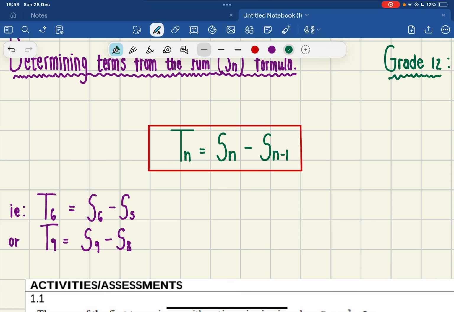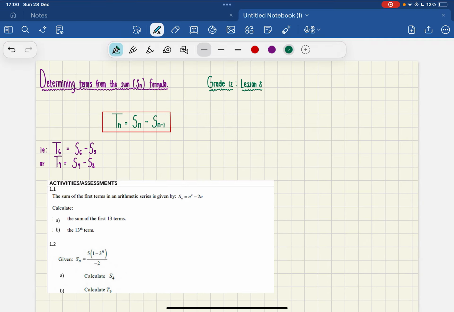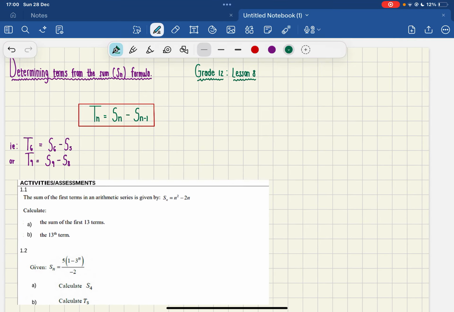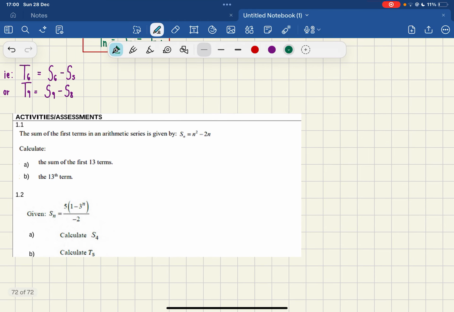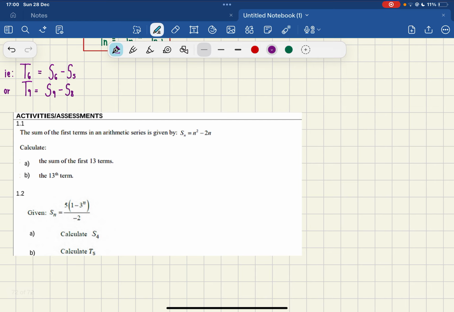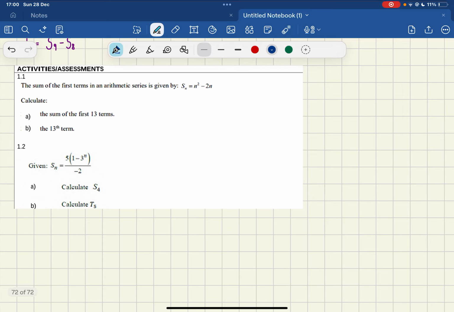This is a very useful formula for you to know because it's not provided in your formula sheet. For example, if we're looking for the 6th term, T6 is equal to the sum of the first 6 terms minus the sum of the first 5 terms. Or T9, the 9th term, is equal to the sum of the first 9 terms minus the sum of the first 8 terms. Straightforward. But I want us to ensure that we understand by looking at worked examples. Okay, let's start off.